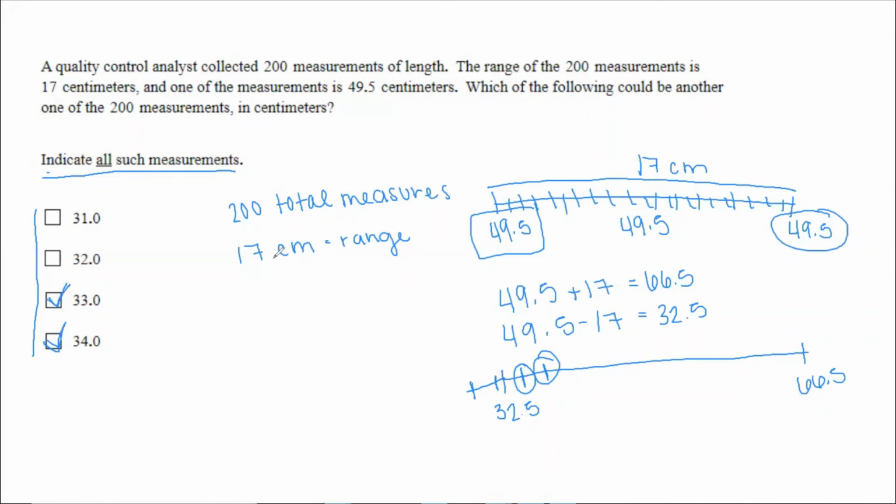So reviewing this question, when we think of the 200 measurements that fall within a range of 17 centimeters, and we're starting with 49.5 either at the beginning or we're ending with 49.5, the constraints of this are 32.5 and 66.5, meaning that 33 and 34 are the only two measurements that fall within, so we'll be checking two.